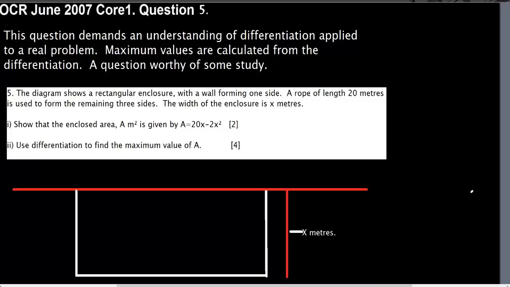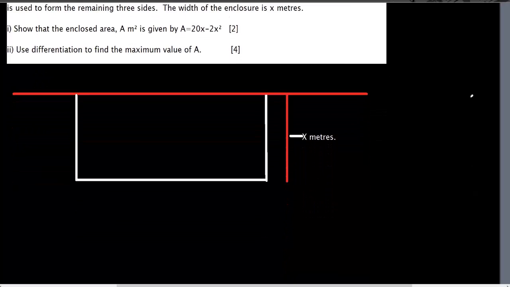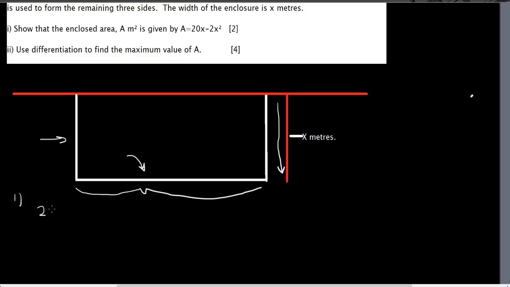So, where do we start? Well, to find the area, we know this distance is x metres, so we need to calculate this distance here. For part 1, we know the length of the rope is 20 metres, and this distance here is x, and therefore this distance here is x, then this distance here is 20 metres, which is the length of the rope, minus 2x. Actually, you get 1 mark just for saying that.